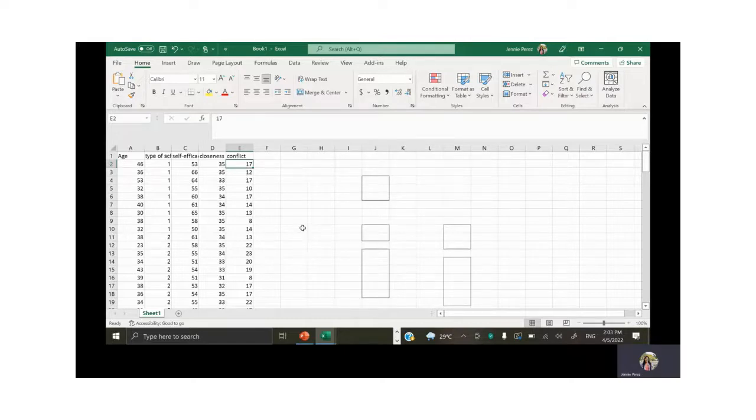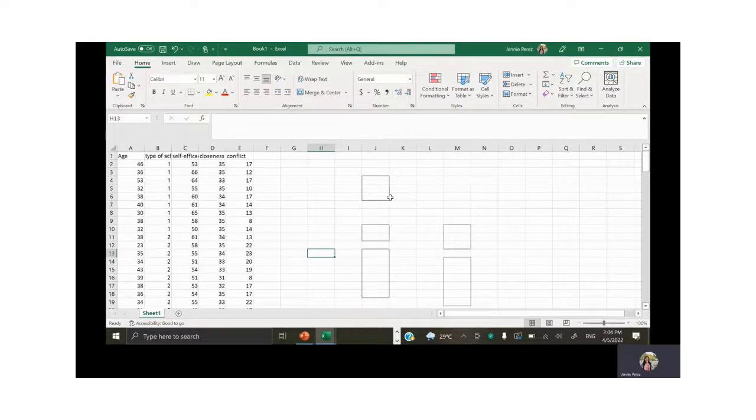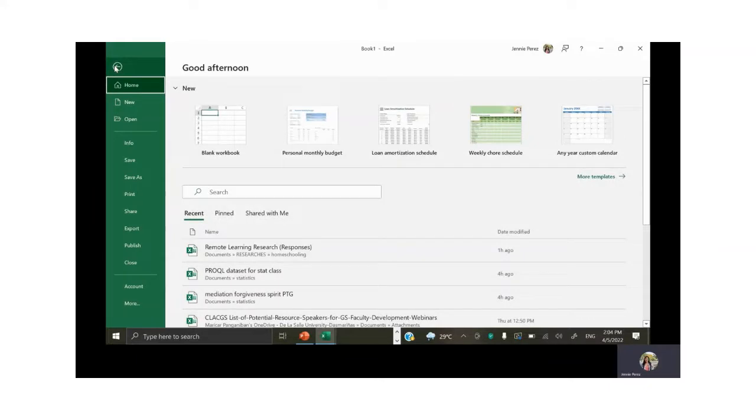Now, suppose you want to know the descriptive statistics for self-efficacy. What you will do is press Control M together. At lalabas ito, Descriptive Statistics and Normality. Now, suppose hindi lumabas yan, make sure that you already have installed the RealStat in your computer.